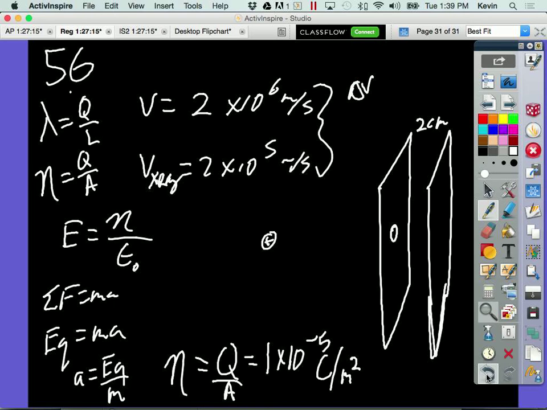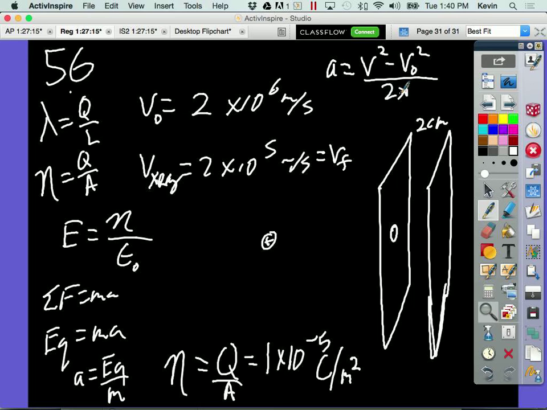Well, actually, let's do this. We can call this one V0 and this one V final. And we know X. So A is equal to V squared minus V0 squared all over 2X. And that's our distance. So we can set those equal to each other. And if we do that, what does that give us? That tells us E, basically.